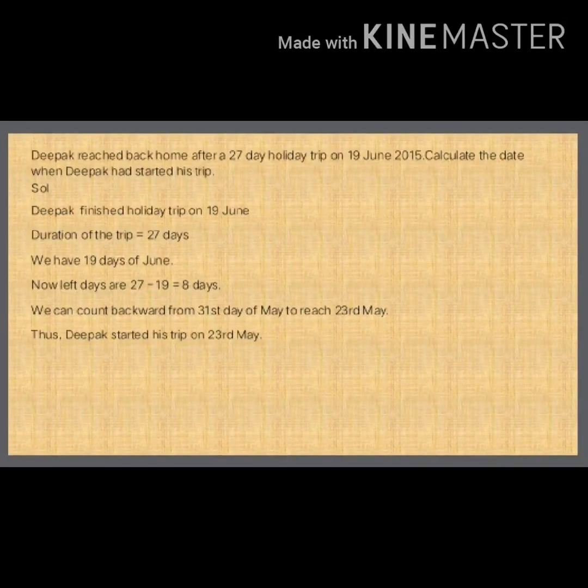Now we have 19 days of June already, right? From 1st of June to 19th of June we have 19 days. Now to complete 27 days we need to count backward, that is in the month of May. So we can count backward from 31st day of May to reach 23rd May, and that completes our 27 days. So Deepak started his trip on 23rd of May.